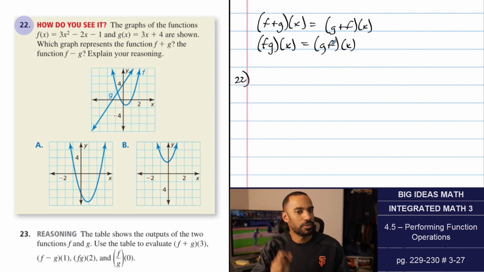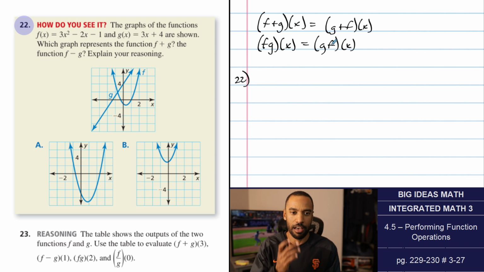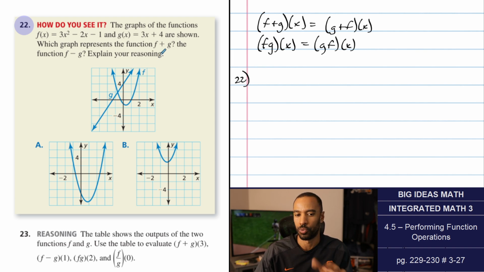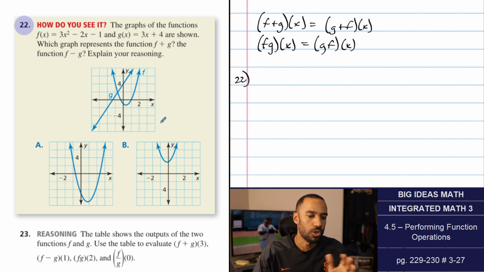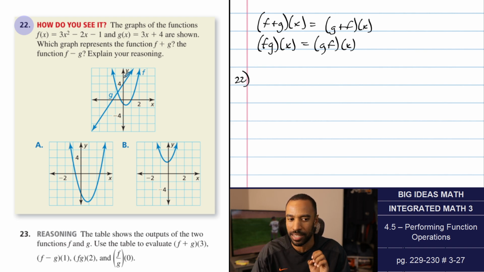Number 22, how do you see it? The graphs of the functions are shown. I've got a parabola and a line. Which graph represents the function f plus g, the function f minus g? Explain your reasoning. So f is the parabola, g is the line here. What you've got to do, and you can probably understand which one is which just by, oh, this one's smaller, this one's bigger, is understand what the y's are for any given x.